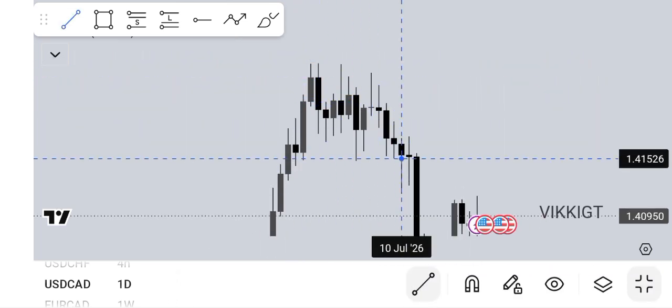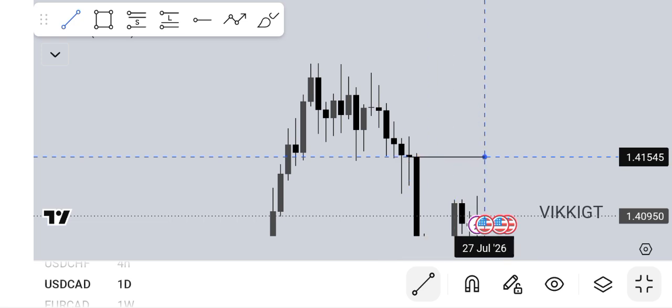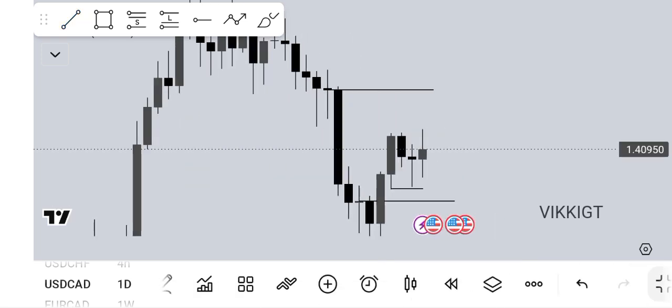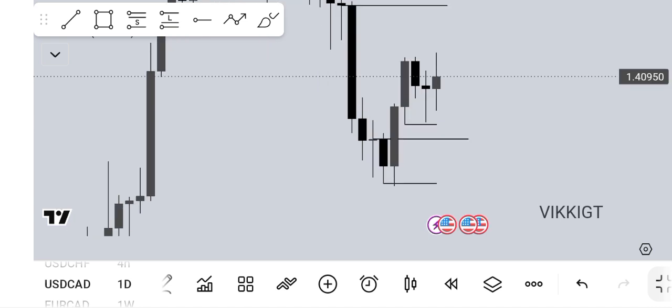But we'll still be targeting possible reversal key levels like this OCL. Target possible reversal key levels before we actually get to our target. Let's go to H4.